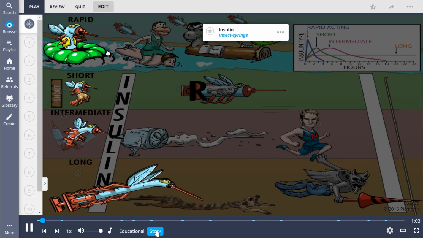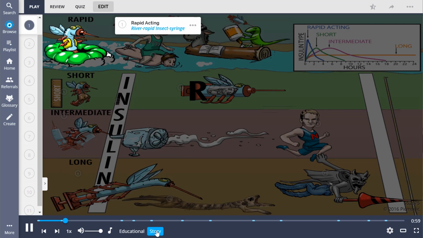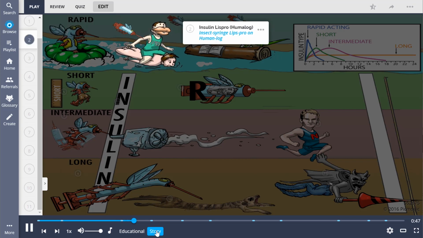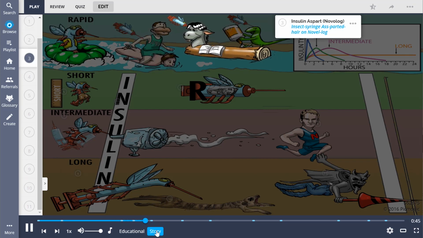It's a beautiful day for an insect syringe race, and there can only be one winning team. The River Rapid team captain wants to win, and his team is known as being fast, but having short duration. He wants to shake this reputation and shoots his crew with insect syringes to make them work harder, like the Lips Pro on the human log, and the Asparted Hair on the novel log.